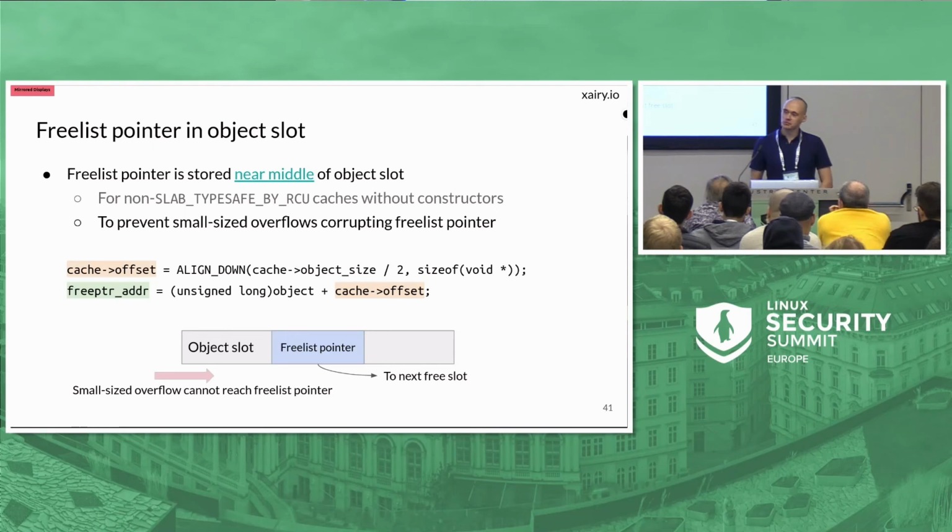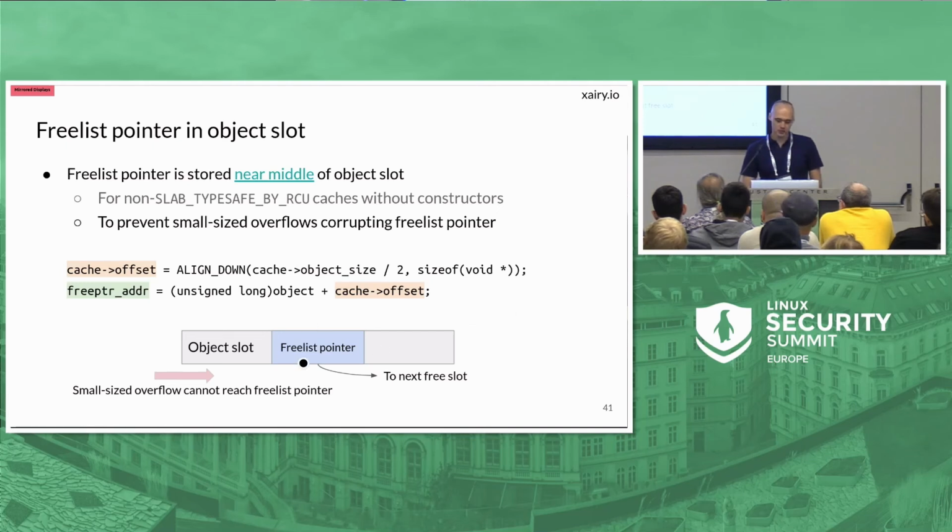Let's talk about how the free list pointer is stored within the free slot. It is stored near the middle of the slot, and the way the address of the free list pointer is calculated, essentially they take the address of the object and add the object size divided by 2 and align it to 8 bytes. So essentially this is around the middle, and the reason this is done is that it used to be that the free list pointer was stored at the beginning of the object slot, but then if you have a 1 byte memory corruption, like a 1 byte out of bounds bug, you can overwrite one of the bytes of the free list pointer and maybe get a stronger memory corruption based on that.